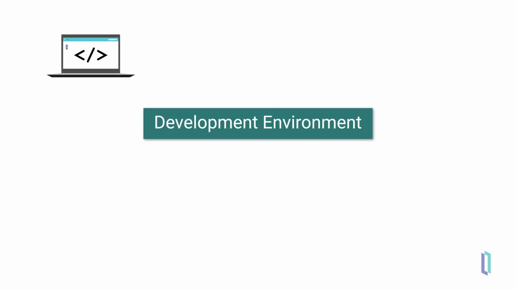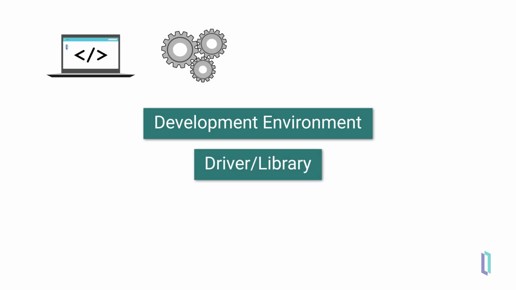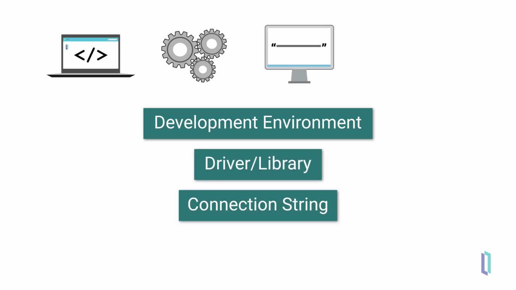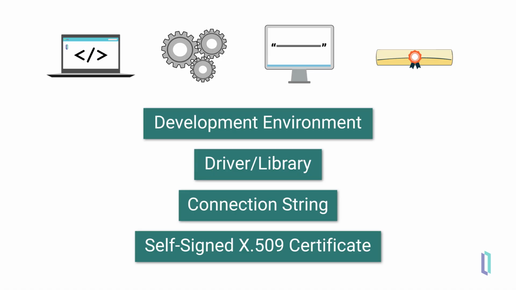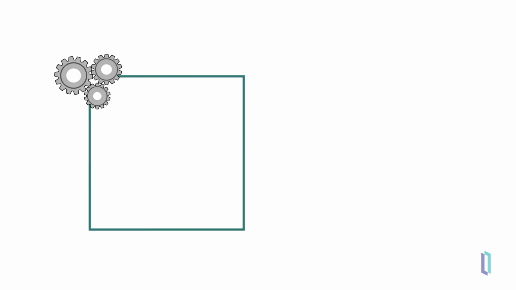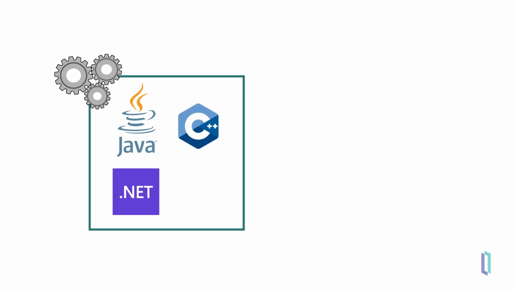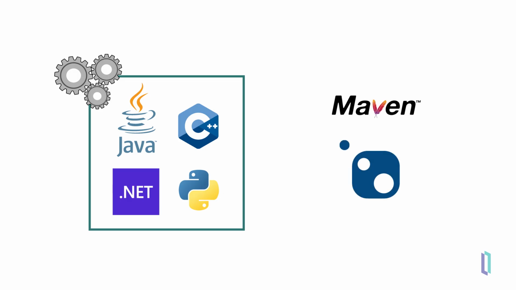To establish a connection, you will need a development environment, the relevant connection driver or library, a connection string, and the self-signed X509 certificate downloaded from your service. As you start connecting your application, make sure your environment includes the necessary dependencies. InterSystems provides connection drivers and libraries for Java, C++, .NET, and Python through industry-standard channels such as Maven and NuGet. You can find instructions for downloading these in the documentation for each language.